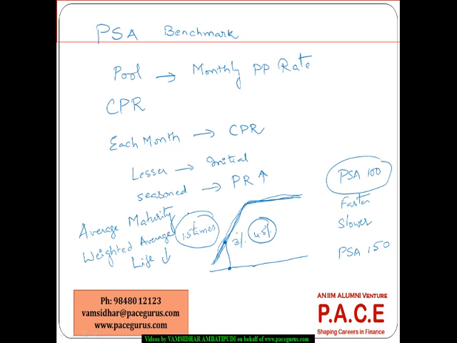And typically when interest rates are falling, to a large extent people refinance their mortgages, so they prepay at a much faster rate, which will result in a very drastic reduction of the average life. The higher the PSA, the lower the average life of the mortgage backed security, and vice versa, right?